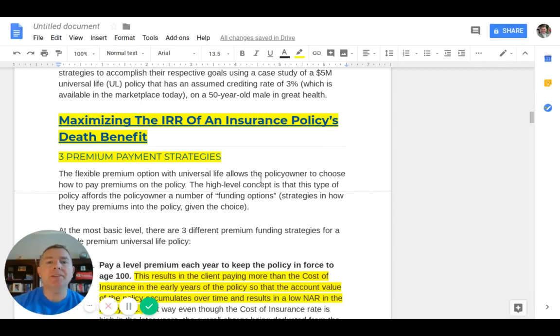All right, maximizing the IRR. So remember, IRR is the internal rate of return of an insurance policy's death benefit. Death benefit, also the acronym is DB. So maximizing the IRR on a DB. Good times. On a UL. UL is a universal life. So maximizing the IRR on the DB of a UL. Doesn't get much more exciting than that.